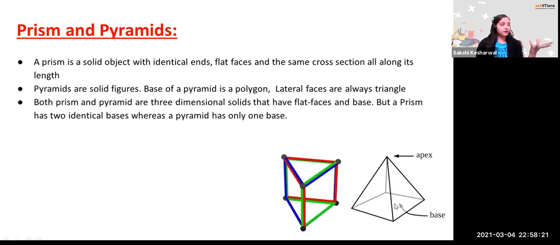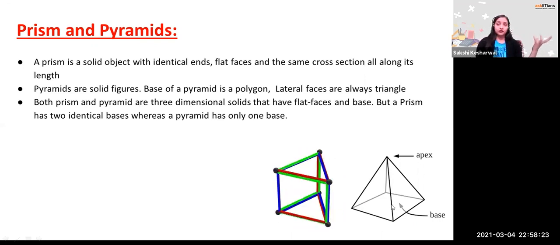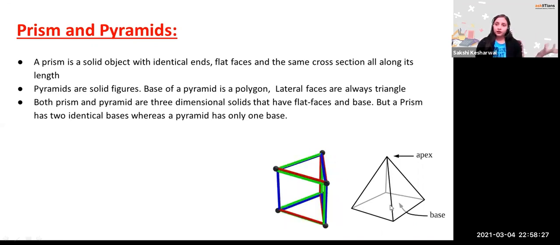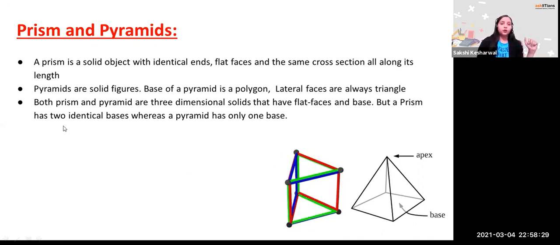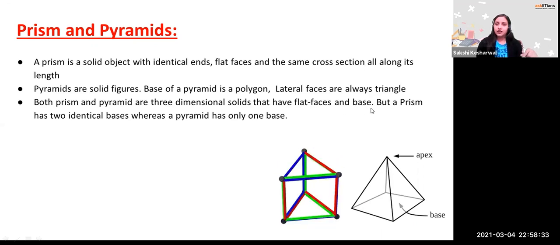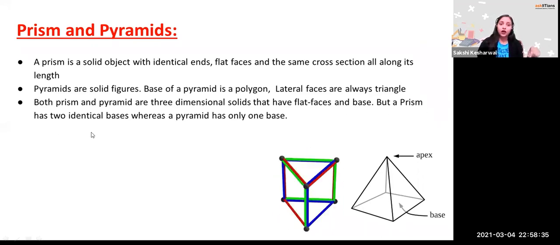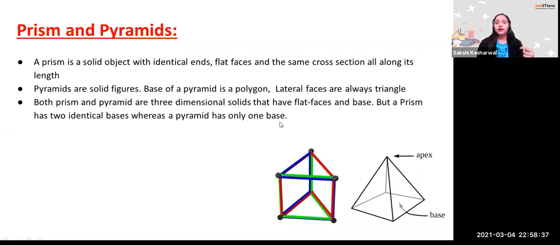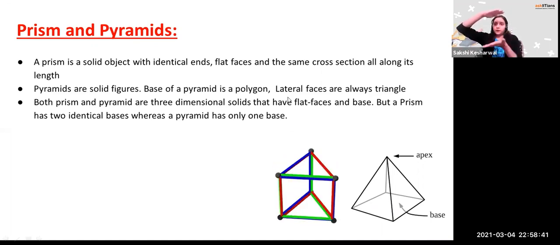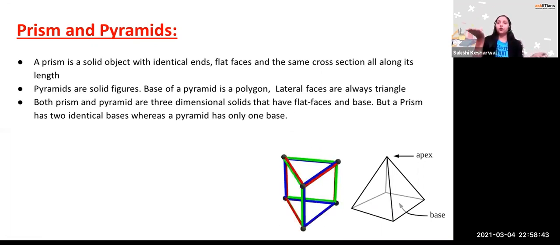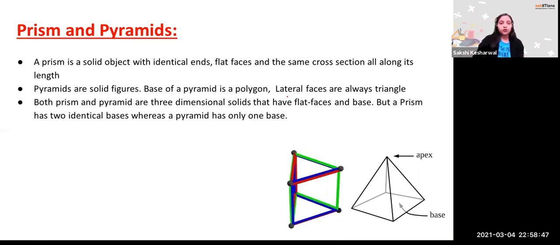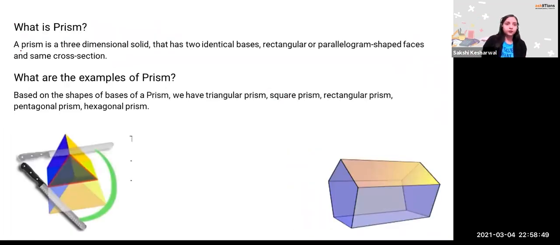And you can change the bases. It can be a square, a rectangle, a pentagon, a hexagon, an octagon. It can be a polygon of 12 sides also, right? So both the prism and pyramids are three-dimensional solids that have flat faces and a base. But a prism has two identical bases, whereas a pyramid has only one base, right? So a prism has the top and the bottom, and the pyramid has only the base, and the side faces will be triangles, right?